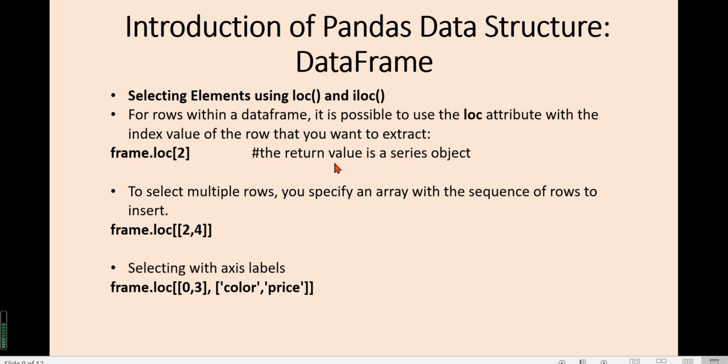And to select multiple rows, you can specify an array with a sequence of rows to insert. So here we can write loc double bracket 2, 4, then these 2 rows of the data frame will be returned. And for loc, we can also access labels. So we can select these 2 rows and these 2 columns, and these 2 columns have names. We can write string names for the variable names of these 2 columns. So actually this will return a data frame. Part of the data frame will be returned.